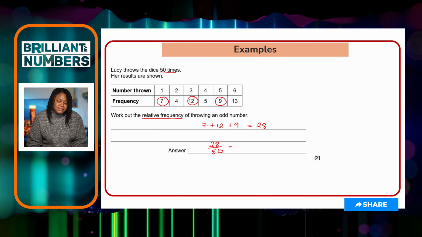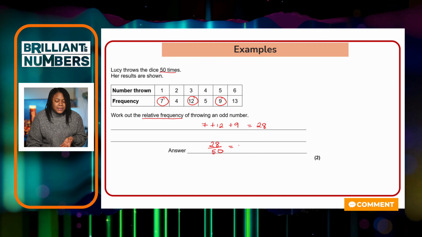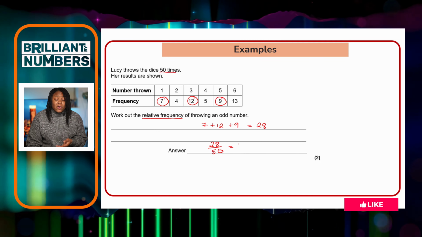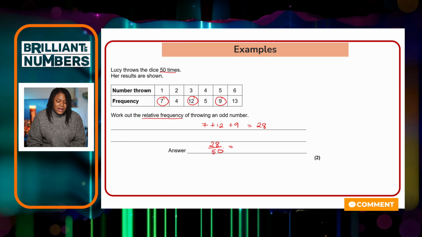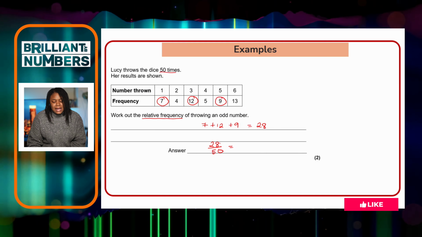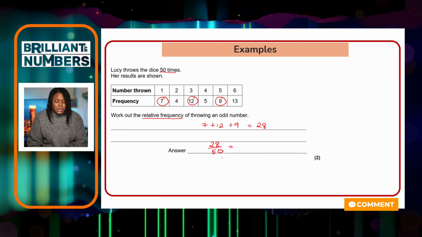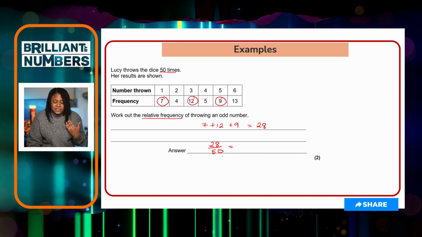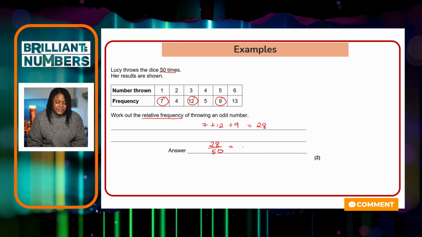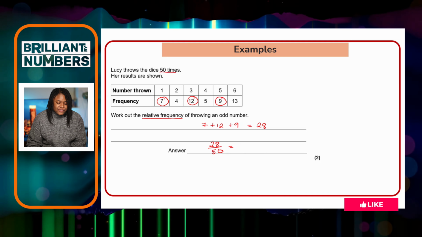That could also be simplified, or remember, probability can be written as a percentage or as a decimal as well. So if I wanted to scale this up, I could times by 2 to get to 56, and my denominator will get me to 100. So that could also be 56% or 0.56, or I could simplify the fraction.